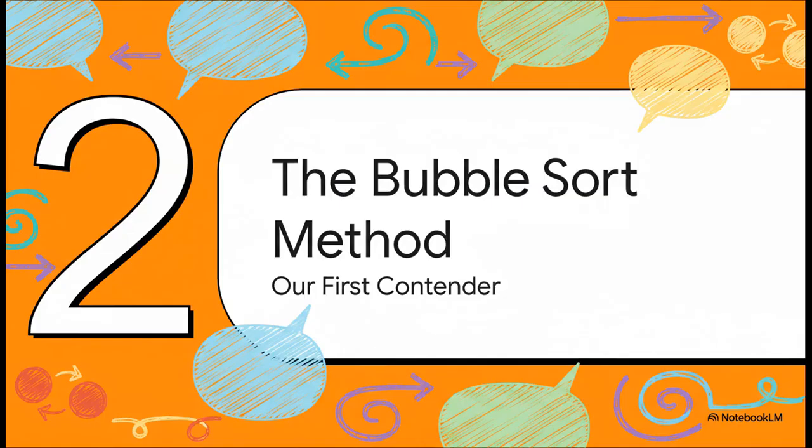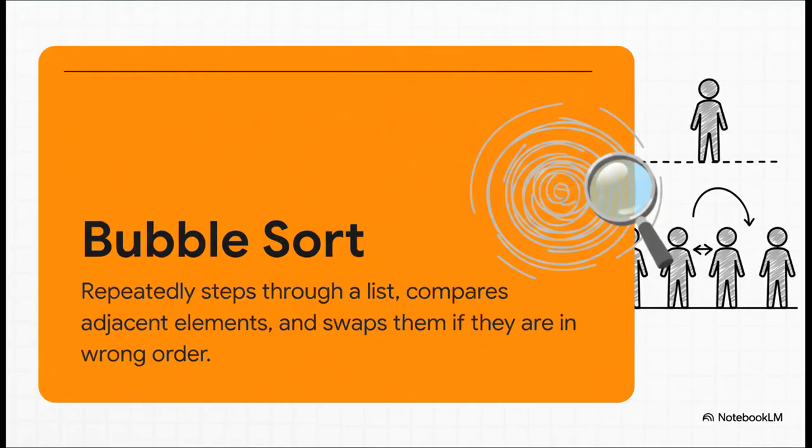All right, let's meet our first contender, Bubble Sort. Now, I want you to think of this one as the friendly, but maybe slightly chatty neighbor. It doesn't really look at the big picture. Instead, it just focuses on who's right next to it, making a bunch of small, continuous adjustments until, eventually, the job is done. So here's the core idea.